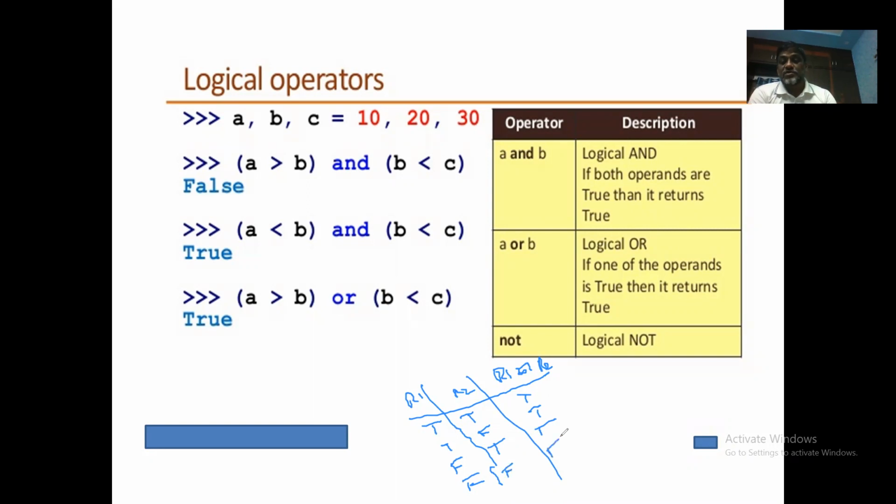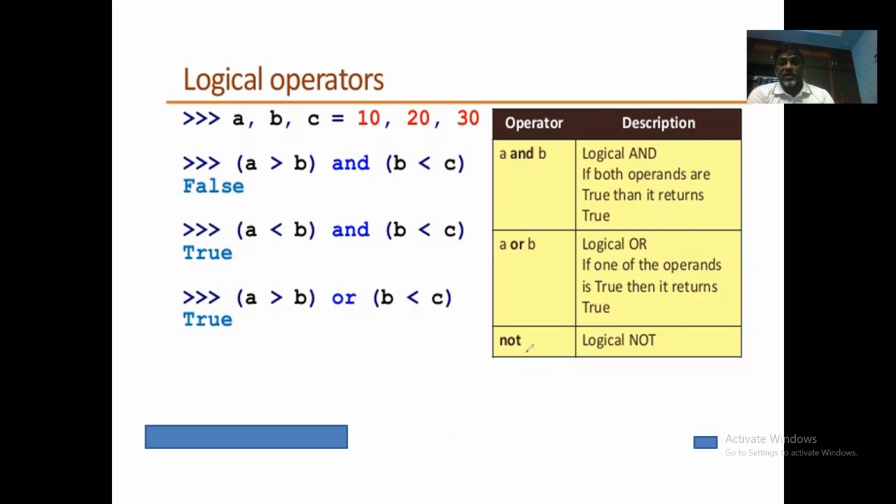So if you observe this table, it is returning false only when both the relational expressions are false. That is what is mentioned here. If one of the operands is true, then it returns true. If both the operands are false, then it returns false. So that is how it works.